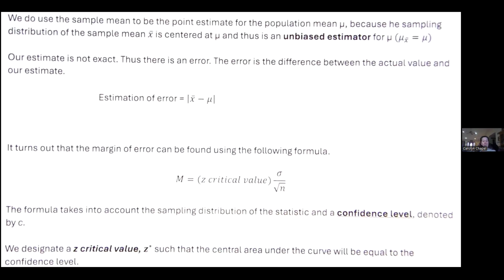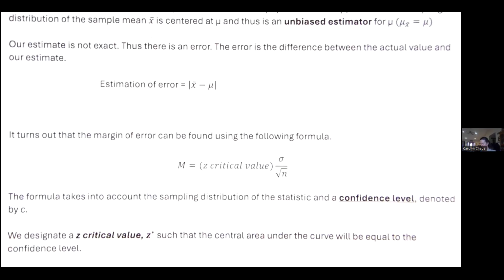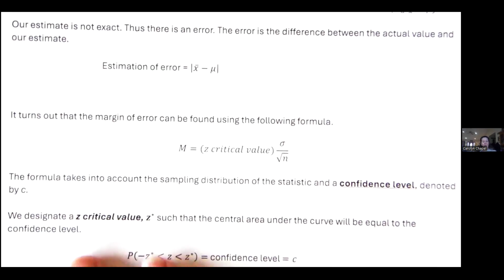This formula that we have does take into consideration some sort of confidence level. The confidence level we're going to use is going to be denoted by C. And when we talk about a confidence interval, it's going to be basically how confident I am in my estimate. Do I want to be 95% confident? So in other words, I'm 95% sure that my value is correct. I'm 99% sure that my value is correct. We designate these critical values.